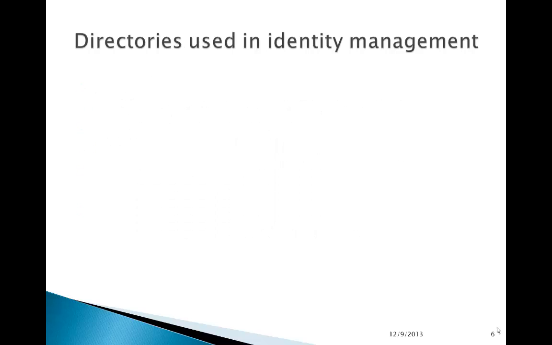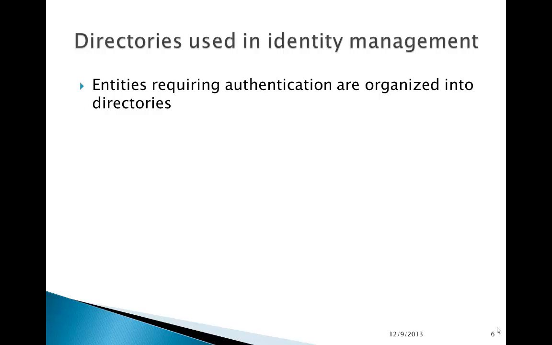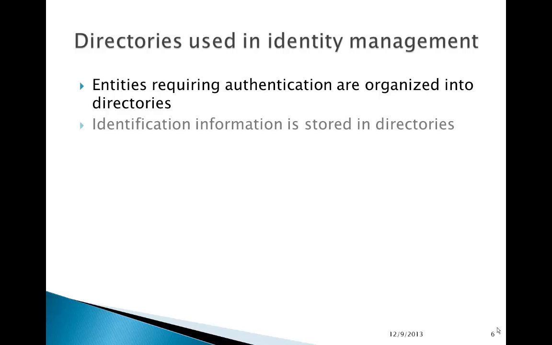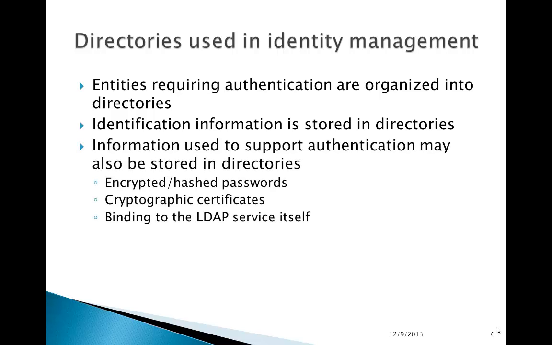Directories used in identity management. Entities requiring authentication are organized into directories. Identification information thereby is stored in these directories as well. Information to support authentication may also be stored in a directory, of course, properly encrypted and secured. You can store encrypted or hashed passwords, for example, cryptographic certificates, and the binding to the LDAP service itself. LDAP may also contain authorities for users. It's not just strictly the identity and the authentication, but what that user is allowed to do may also be defined in the directory.